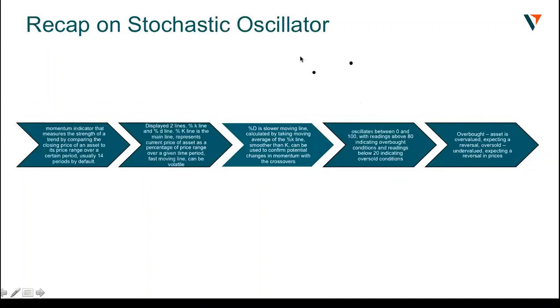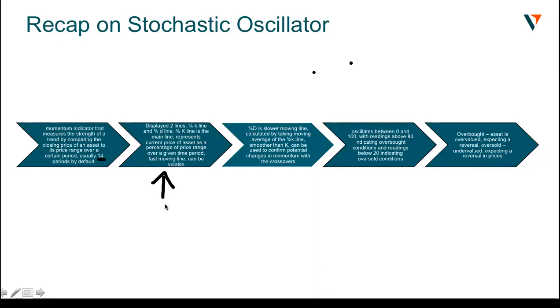Okay, so next we want to cover stochastics. Maybe just before we go on to a deeper dive into stochastics, let's cover a quick summary of what we have mentioned. Stochastics itself is a momentum indicator, and it compares the closing price over a specific price range. This can be set by the user. The default itself is 14 periods.